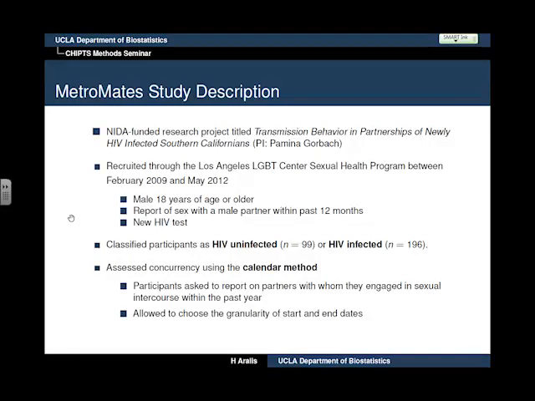How far back were they recording? A year. So partnerships that took place anytime within the year.